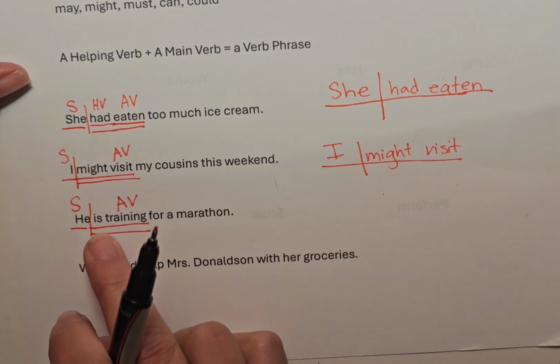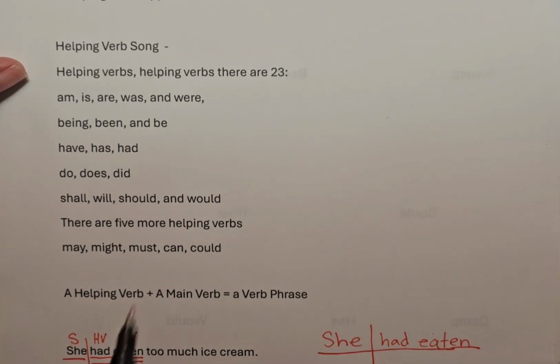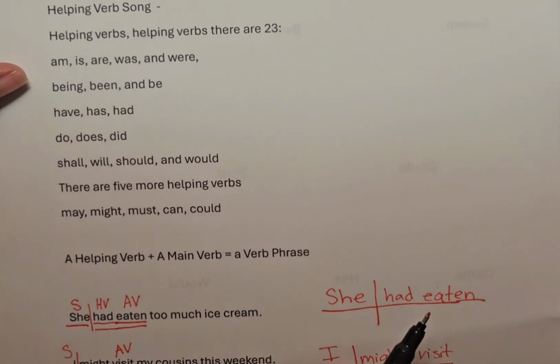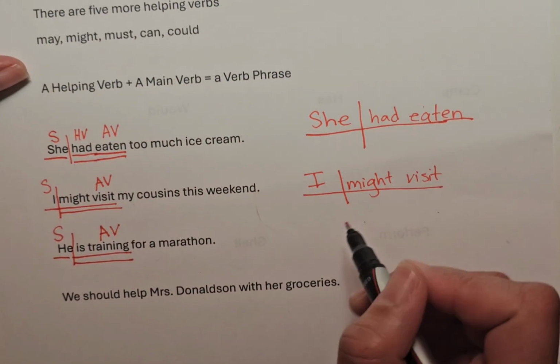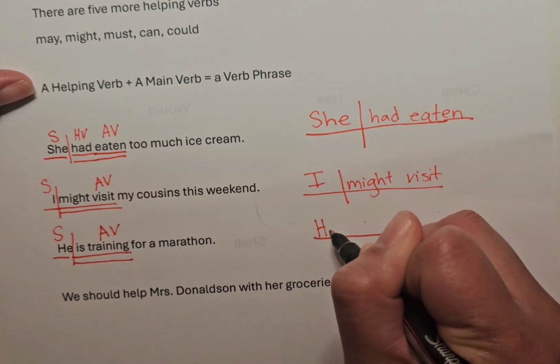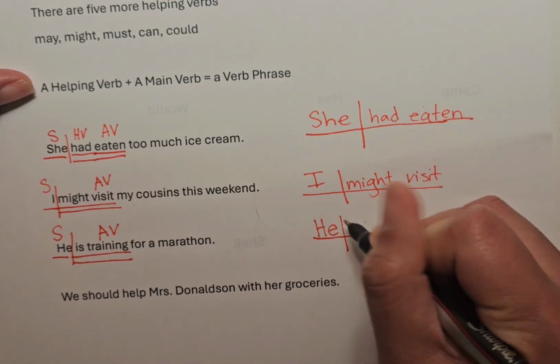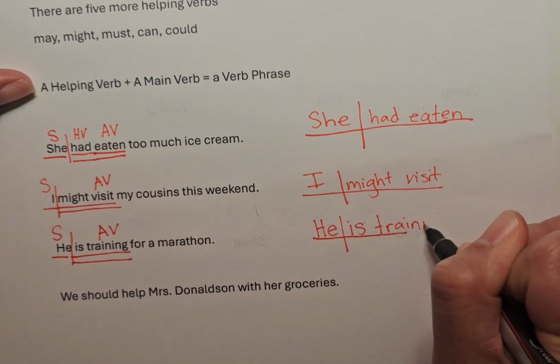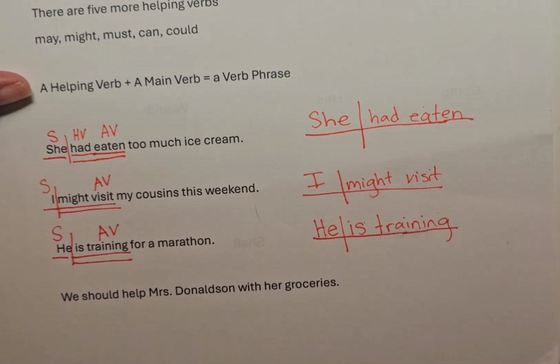And how do we know is a helping verb? Well, it's listed up here in our helping verb song. Is. If it's in this song, then it is a helping verb. So let's diagram that sentence. We'll put the subject on the left side of the diagram and the verb phrase on the right. Training. There we go.